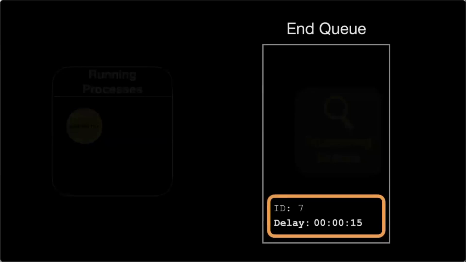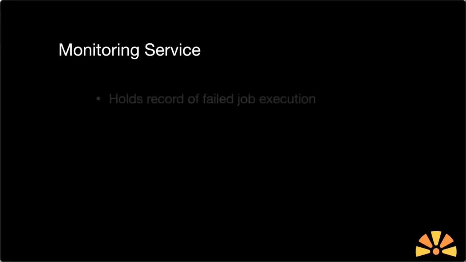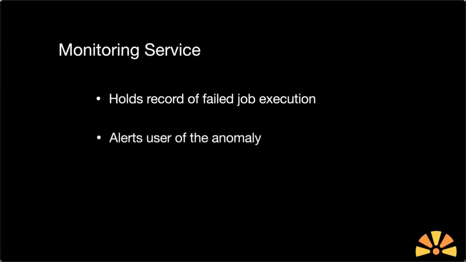The task on the end queue, which still has a remaining delay of 15 seconds, is removed. This prevents the missed end ping logic from being performed. So, the monitoring service now holds a record of the failed job execution status and can notify the user of this failure. Cron jobs fail silently no longer.